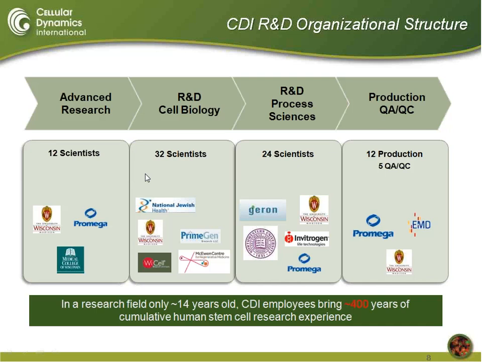We also have an advanced research group which looks into more advanced technologies in the iPS field, but the bulk of our scientists lie in our R&D cell biology and process sciences. And this is where the products that we develop come from. We have the R&D cell biology group to determine the new differentiation protocols, as well as the process science to ensure that the protocols are scalable and reproducible before they make it into the production queue.